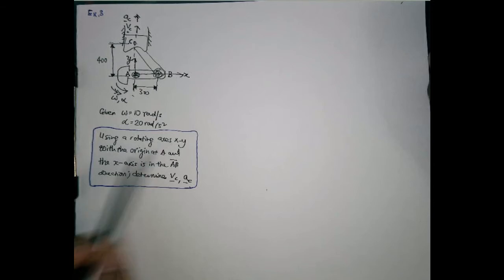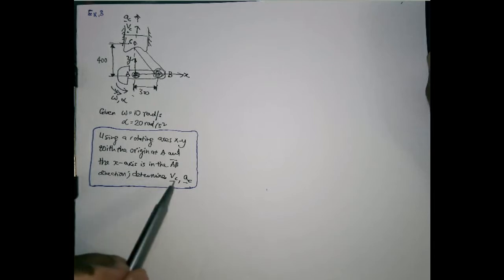And the question asks you, using a rotating axis XY with the origin at A and the x-axis in the AB direction, determine VC and AC. So the question asks us to find the acceleration of the piston and also the velocity of the piston. So the first thing for us to do is to draw the rotating axis, which is here. This is Y and this is X. It's given to us. Okay, and then from there we can write the velocity equation and the angular acceleration equation. So let's solve this slowly. So let's write the equation.